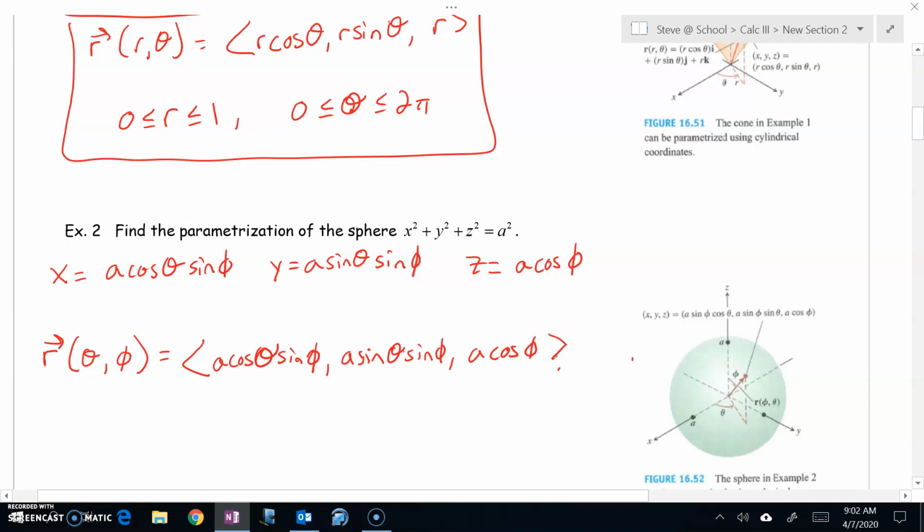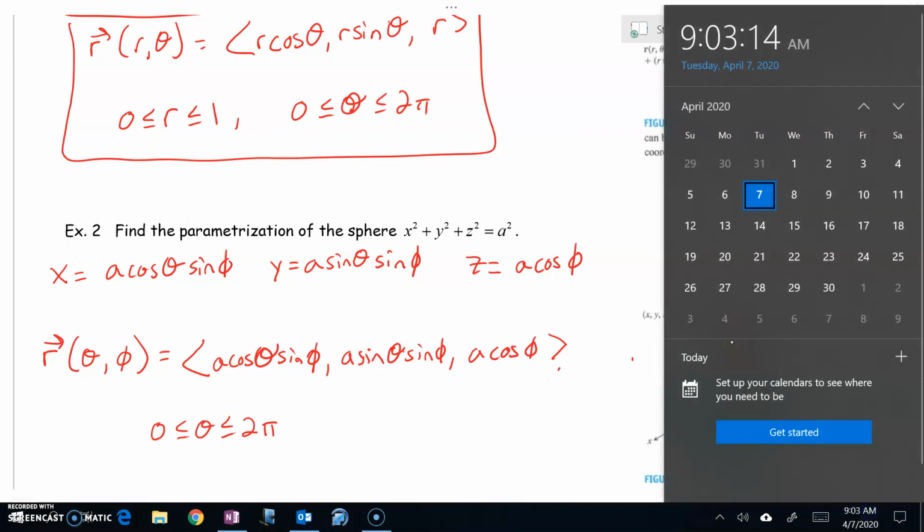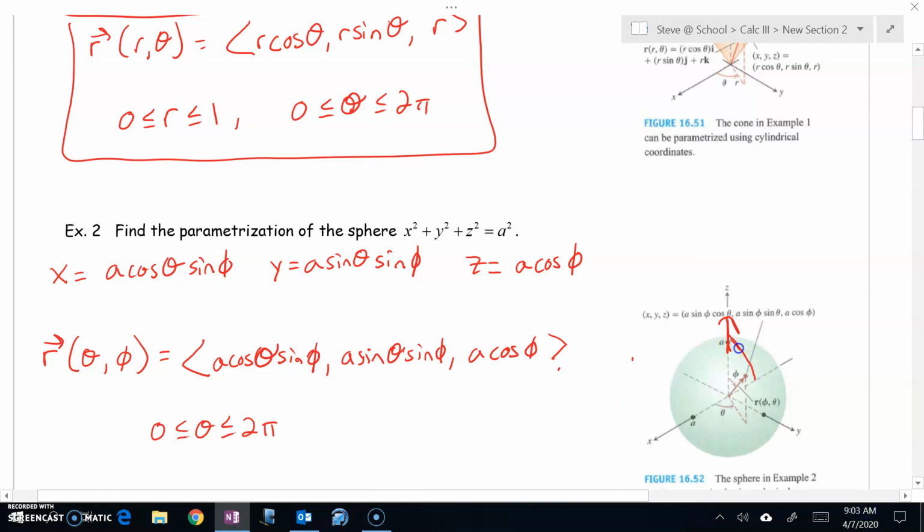Okay. Now we just have to list the bounds for the parameters. Remember that theta is still theta, so theta will go from 0 to 2 pi. But phi is measured from the positive z-axis all the way down to wherever it sweeps through. In this case, it sweeps all the way to the negative z-axis.